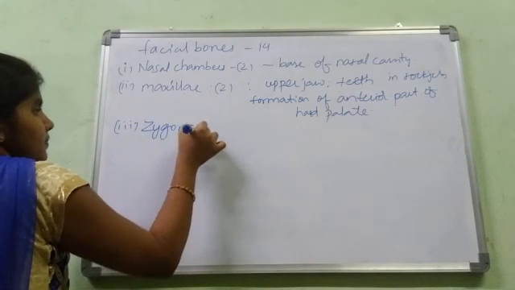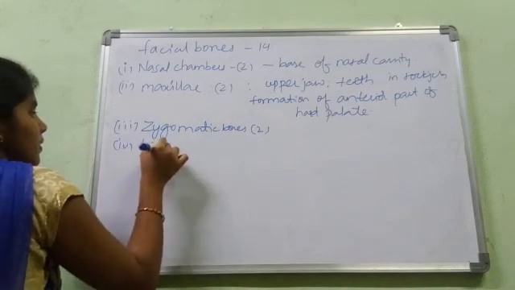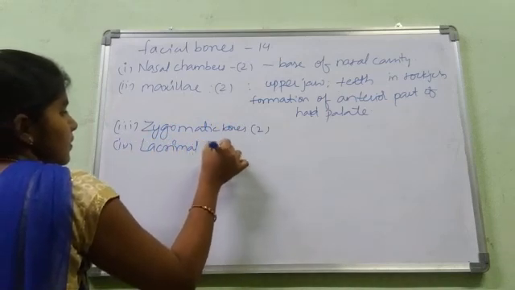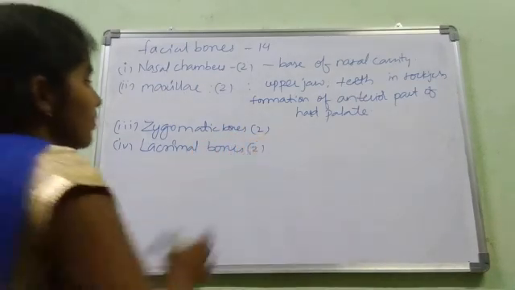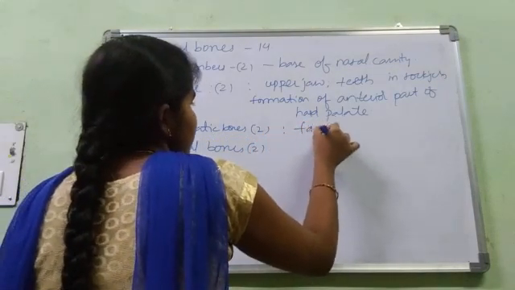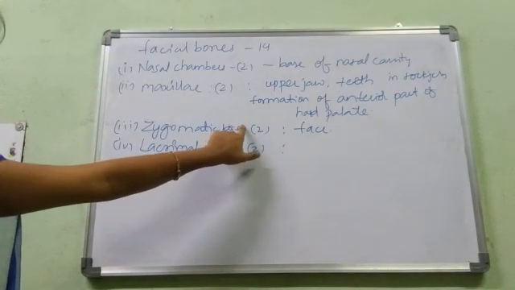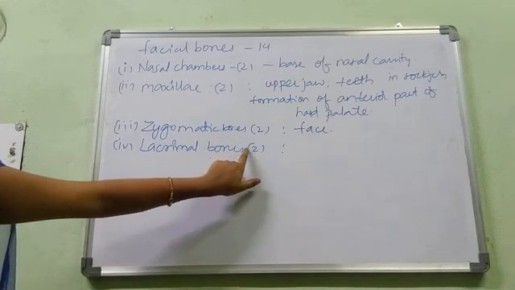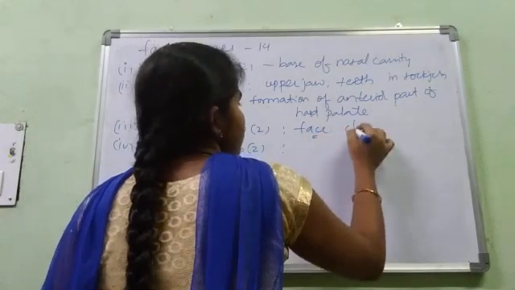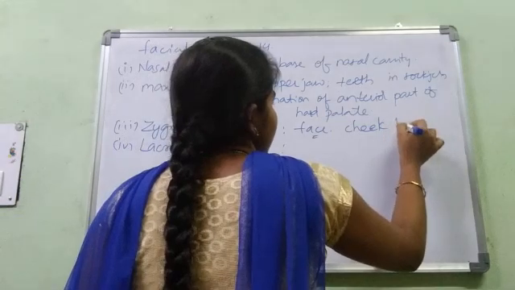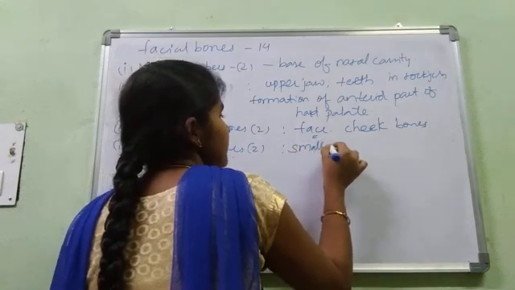Zygomatic bones, two in number. Lacrimal bones, two in number. These zygomatic bones are the bones related to the face. Zygomatic bones are two in number, and lacrimal bones are also two in number. Since they are in the face, zygomatic bones are also known as cheek bones. And lacrimal bones are the smallest bones of the face.